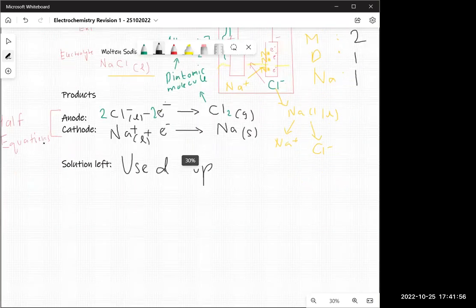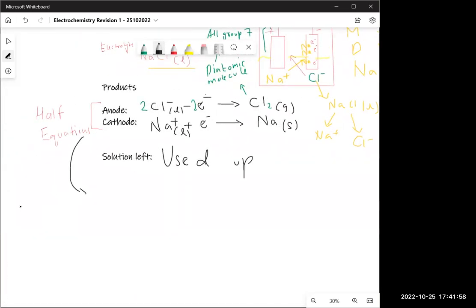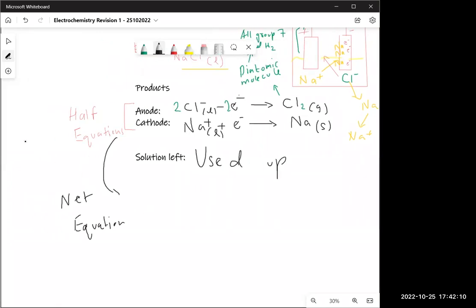Now the next thing is, let's actually look at the full equation. It's not called full equation. The name is a bit different. It's called net equation. These are called ionic half equations, and this is called the net ionic equation. These are ionic half equations.